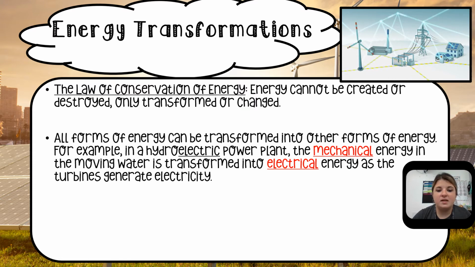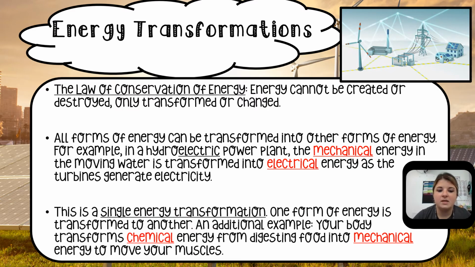For example, in a hydroelectric power plant, the mechanical energy, which is movement energy, that's found in the moving water, is transformed to electrical energy as the turbines generate electricity or electrical charges. This is a single-step energy transformation where just one form of energy is transformed to another. Another example is your body transforms the chemical energy that you get from digesting the food you ate, and it transforms into mechanical energy that you then use to move your muscles.